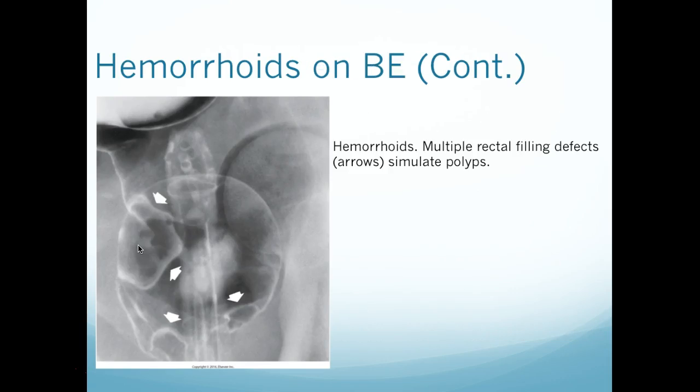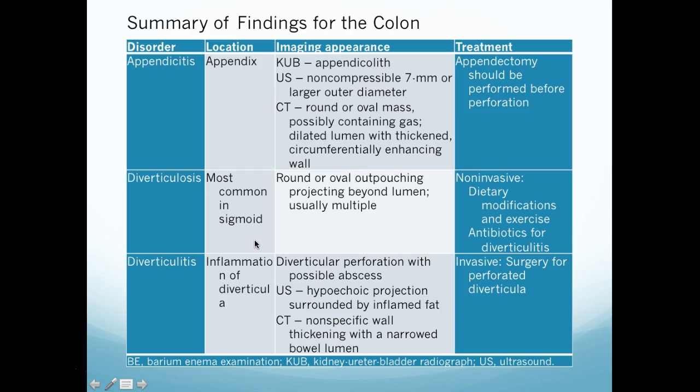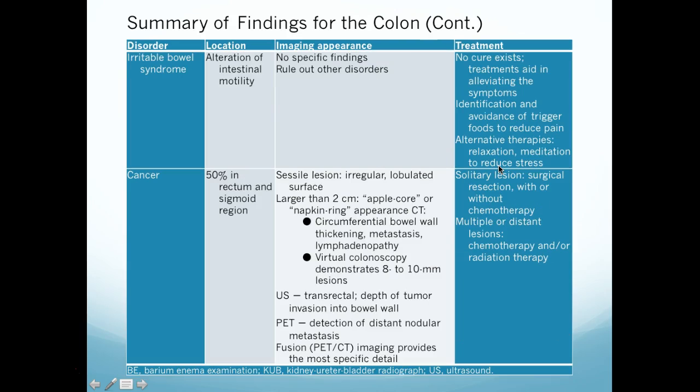So this is a BE, and you can see here multiple filling defects. You can see all these little things here. Those are all varicose veins, so they're just dilated veins. Here is your summary of the findings for the colon. So it talks about each one, and it talks about the location, the image appearance, and the treatment that they would do. And that will sum it up for your colon.